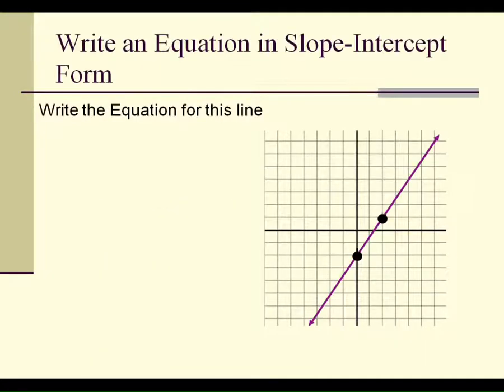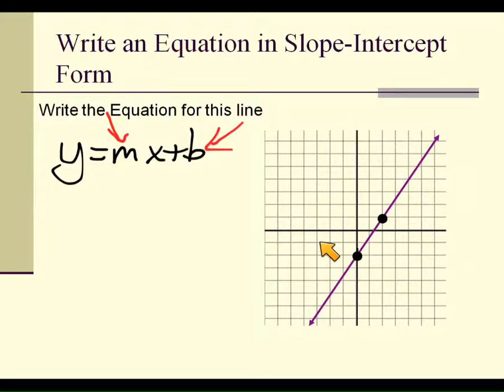All right, this one's not on your sheet, but I just want to write the equation of this line. This is good review for the quiz. I do the same thing. I'm looking at this line, and I want to know the equation in slope-intercept form. That means I need two things: the slope and the y-intercept. I can get both of those things by looking at this line.